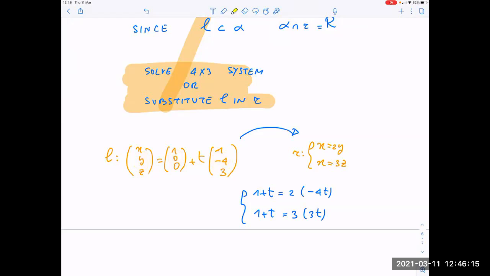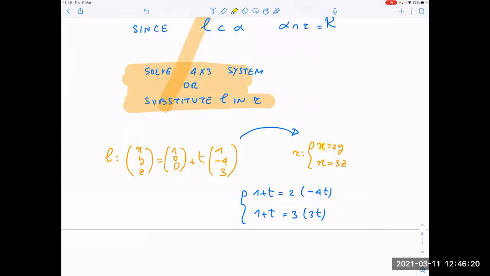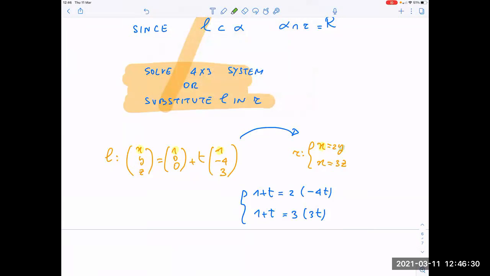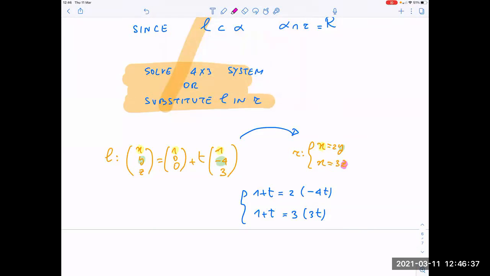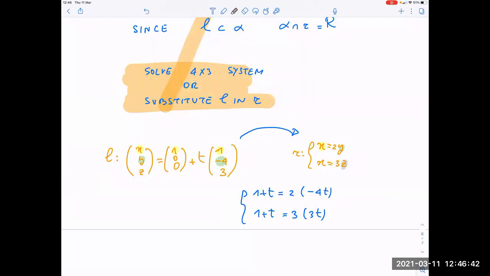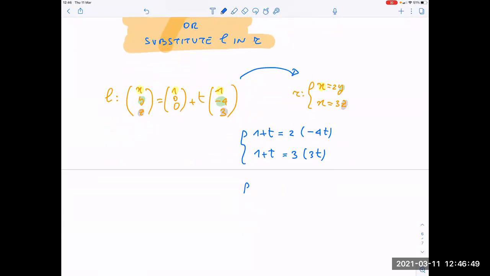Let's double check. Instead of x, I wrote 1 plus t. Yes. Instead of y, I wrote minus 4t. Yes. Instead of z, I wrote 3t. Yep. Okay, so the system I want to solve is something like this.